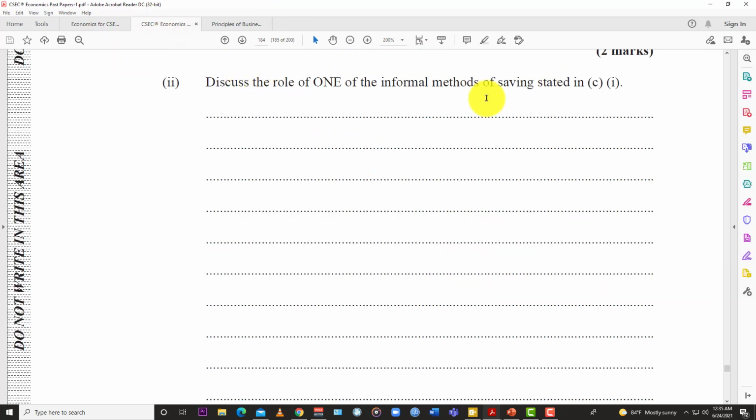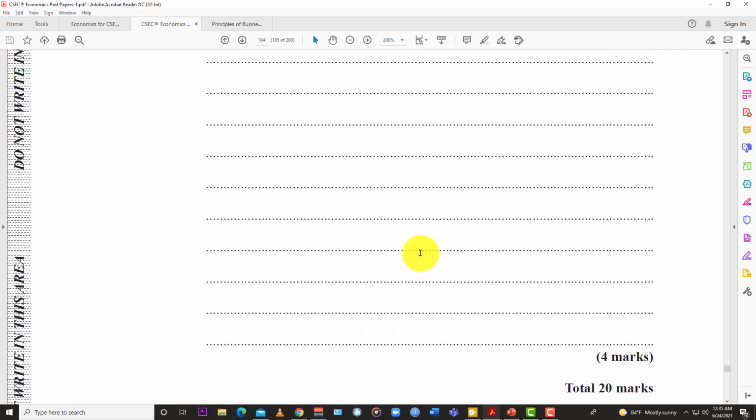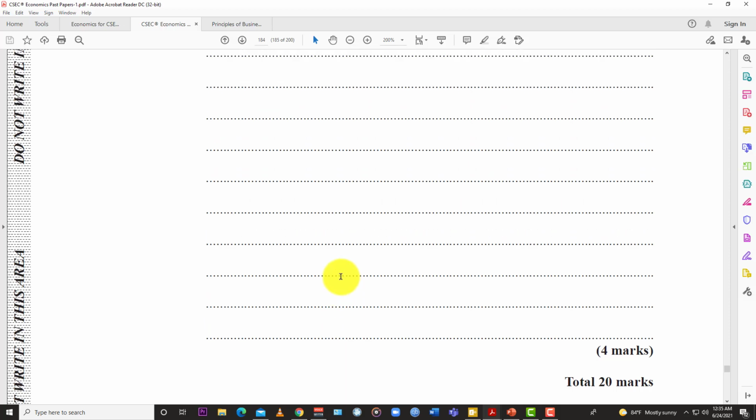So you see right there what we're talking about when you're looking at the role of the susu. You just outline what it's all about, and you can see the role coming out there. It's part loan, part savings, you get your lump sum, that kind of thing. Alright, so you do that and you get your 4 marks. And just like that, we would have completed number 4 of the May-June 2019 Economics Paper 2 for CSEC.